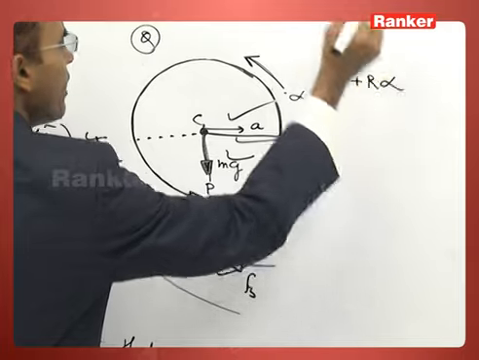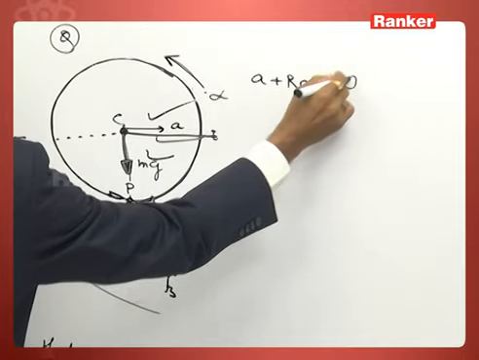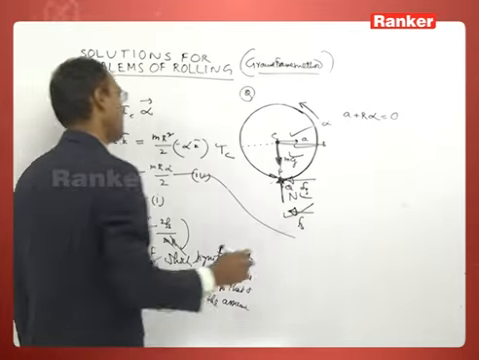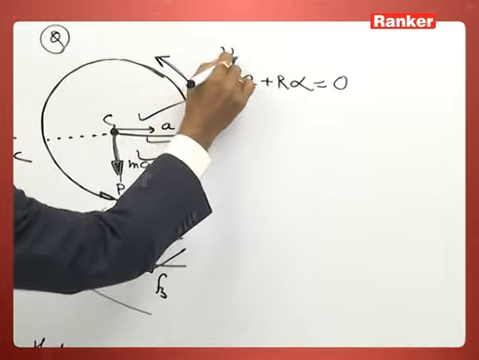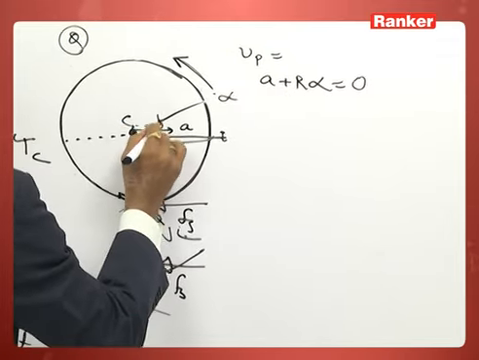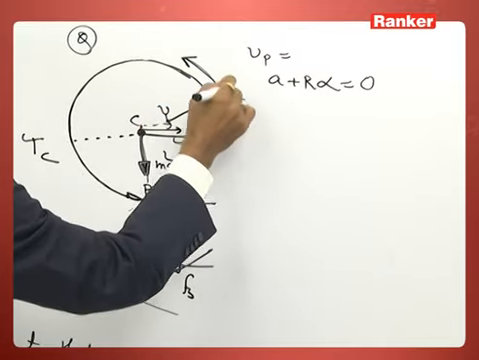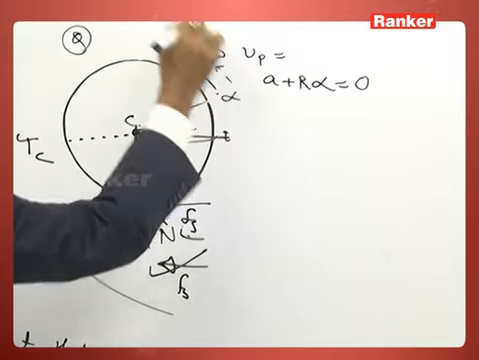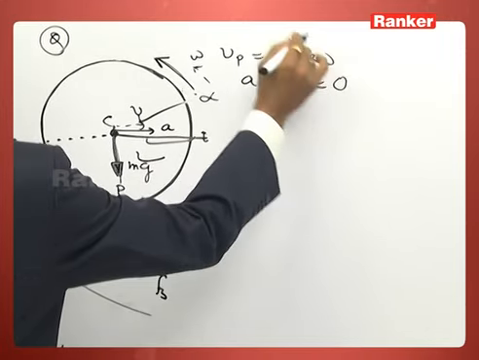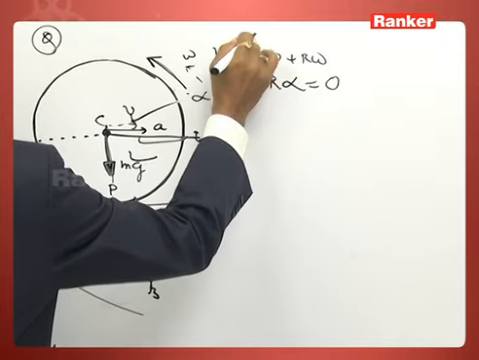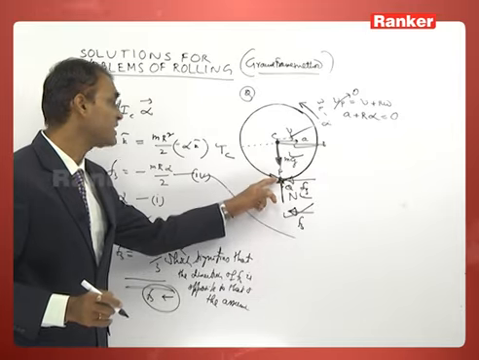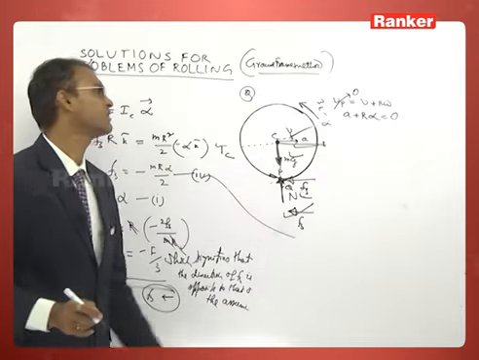A plus R alpha will be equal to 0 instead of A minus R alpha will be equal to 0. Why? Because the velocity of this point, if you take velocity in this way and omega in this way, is v plus r omega, and the velocity will be equal to 0 for pure rolling. For pure rolling, the condition is that this velocity is 0 because the surface is fixed.